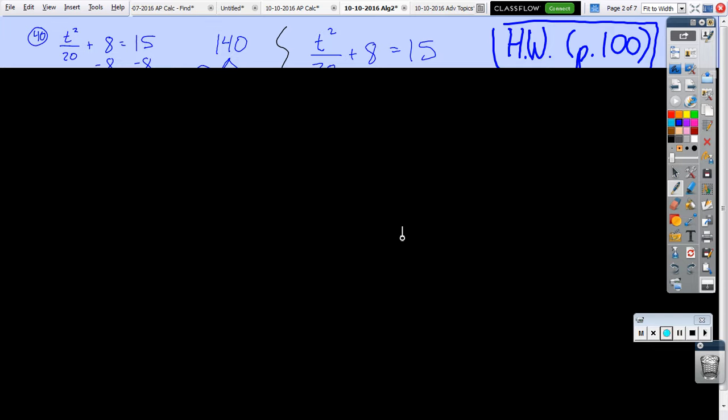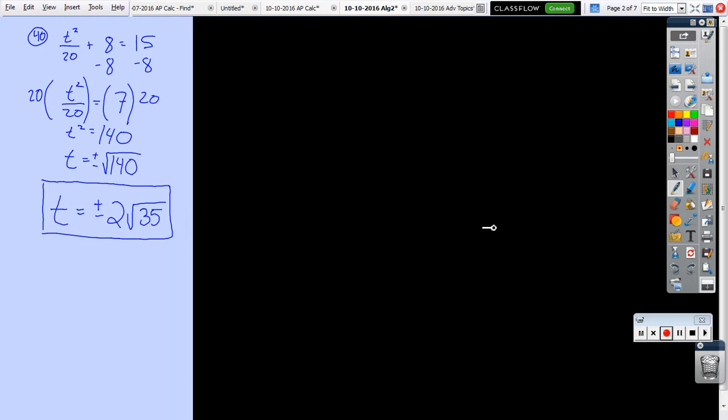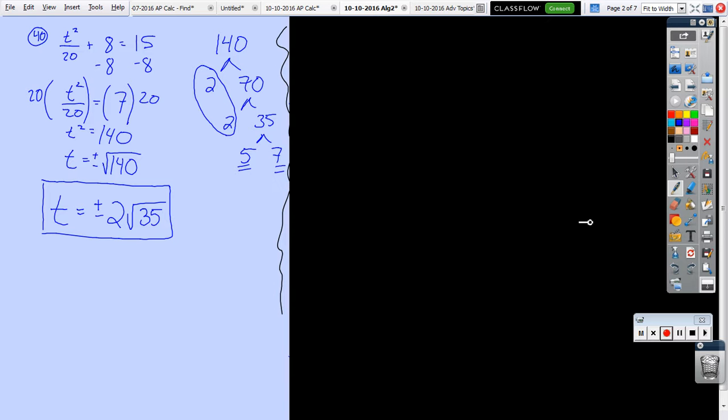So I'm going to show you both, and you guys can decide what's best for you. Now the way on the right-hand side is going to work no matter what, as long as it's quadratic. Now in this particular case, notice there's no t term. It's just t squared over 20 plus 8 equals 15. So if we go ahead, first subtract 8, right? Get rid of the 8. So now you're here, t squared over 20 is equal to 7.